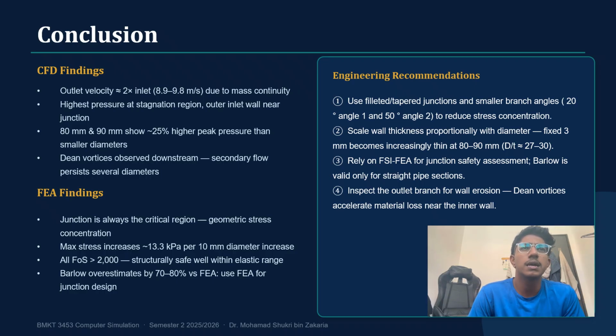The third one is rely on FSI FEA for junction safety assessment. Barlow is valid only for straight pipe sections. The fourth one is inspect the outer branch for wall erosion. Vortices accelerate material loss near the inner wall.